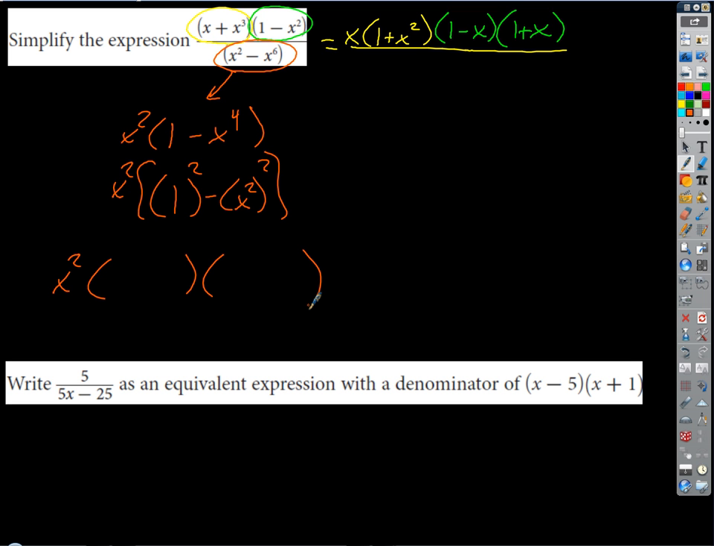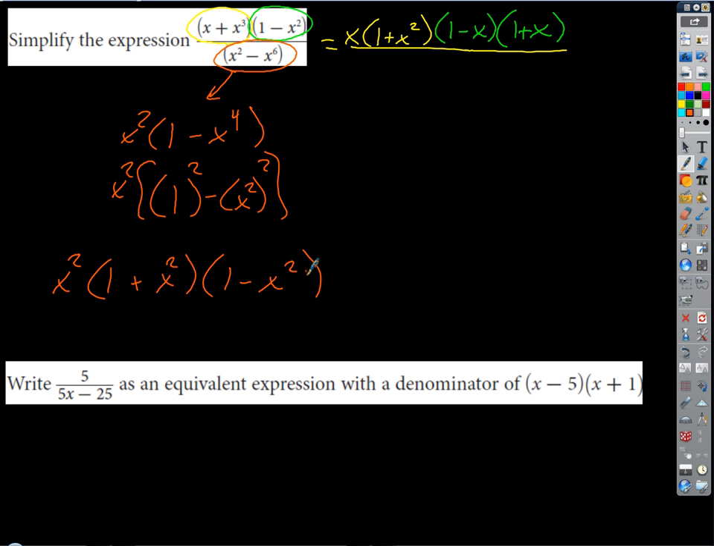So I got 1 plus, right? I've got like a squared where a is 1, and b squared where b is x squared, so I get 1 plus x squared and 1 minus x squared.